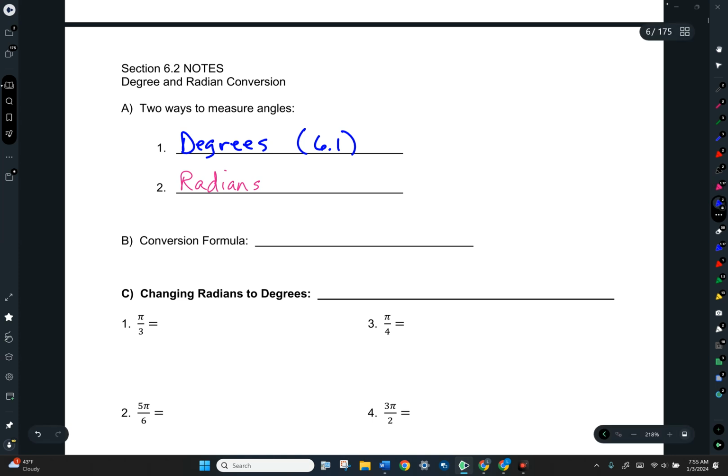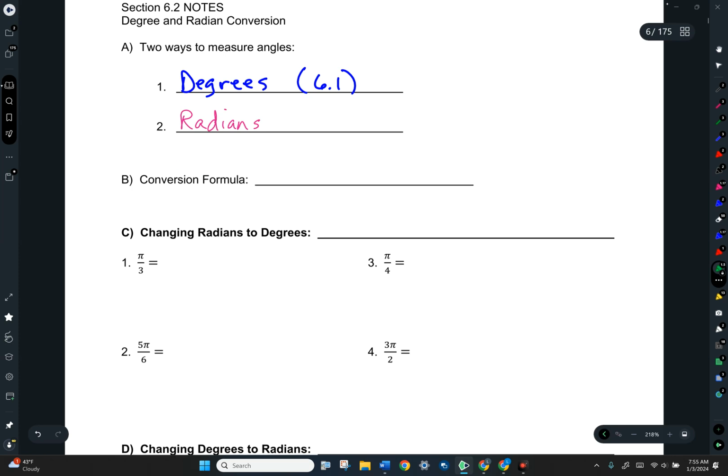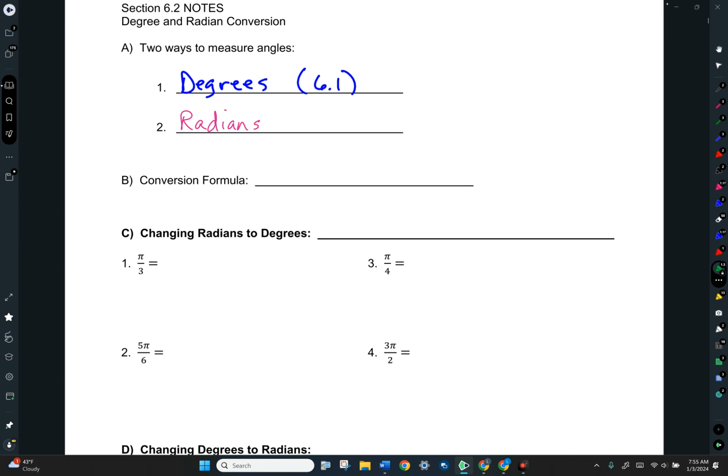The thing to keep in mind is our conversion formula, in order to switch from degrees to radians or radians to degrees, is to know that pi equals 3.14. I know you learned that back in geometry, but I don't know if your teacher talked about it being 3.14 radians. So what does pi equal in degrees? Well, pi equals 180 degrees.